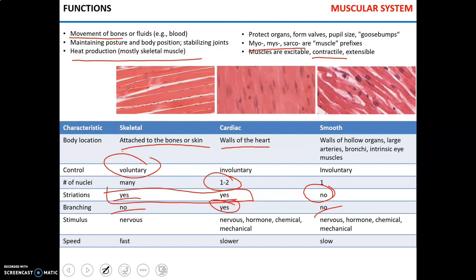Skeletal muscles can be controlled only by nervous stimuli, which can be easily explained by the fact that those are the only voluntarily controlled muscles. Cardiac and smooth muscles, their contraction can be activated by nervous stimuli, hormones, chemical stimuli, and mechanical stress. Skeletal muscles are the fastest to contract, cardiac muscles are slower, and smooth muscles have the slowest contraction among these three.